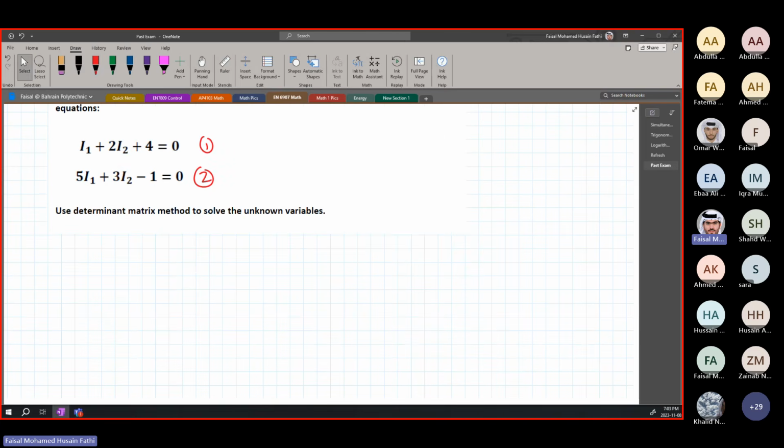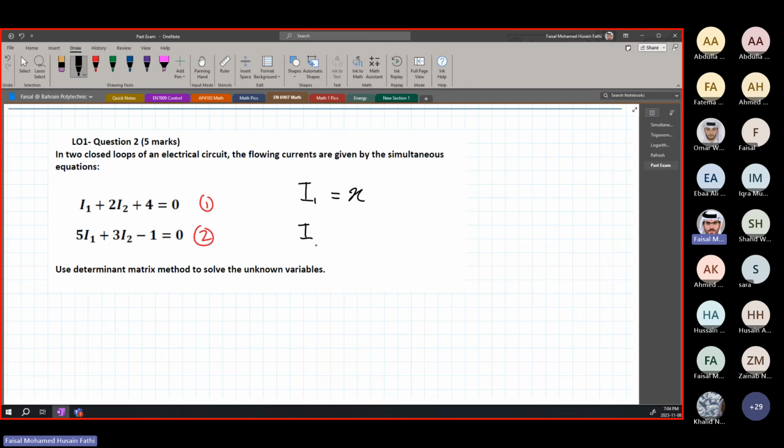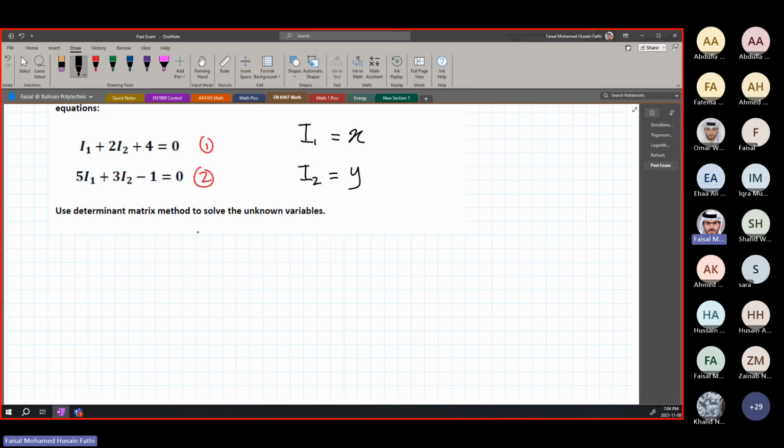As for the method they use in class, like I said, I'm not sure exactly how it is in your class, but my method, I feel, is much simpler, so I will just do it the way I do it. First, the simultaneous equations should be in the usual form, with the I1 and I2 on one side and the 4 and the 1 on the other side. Before starting anything, I will say I1 is equal to X and I2 is equal to Y, because I like to work with X and Y, it just makes things much easier. So if I just rewrite these equations, I have X plus 2Y is equal to minus 4.